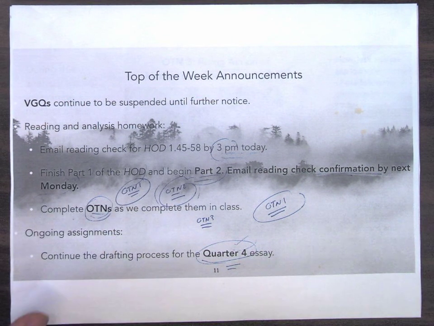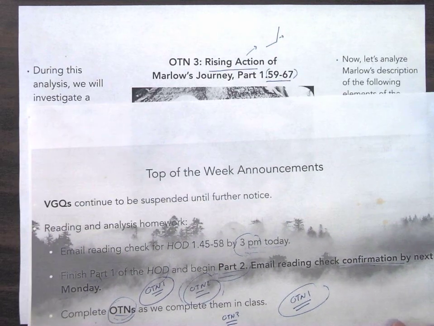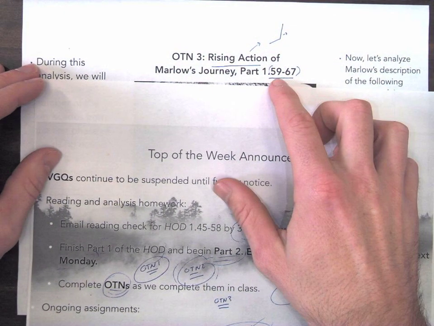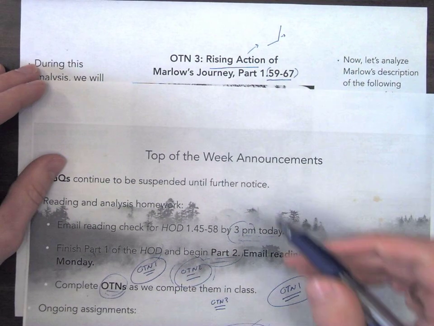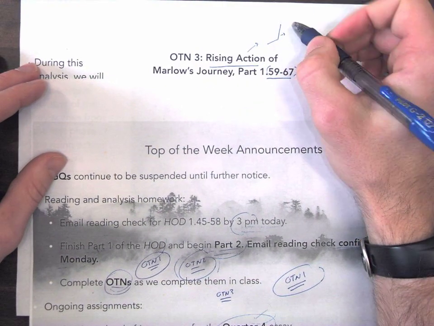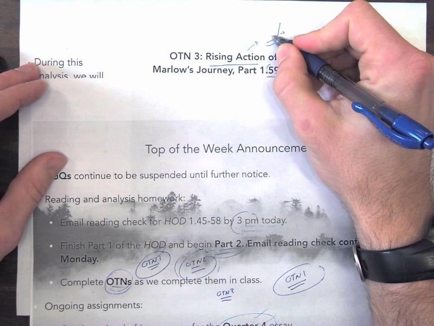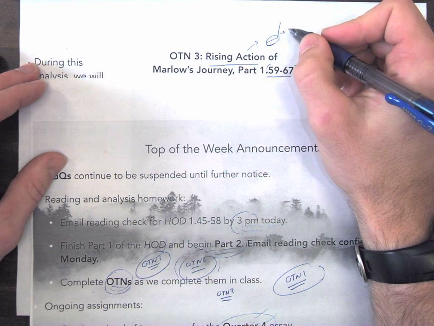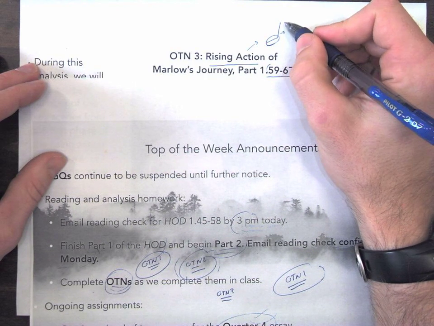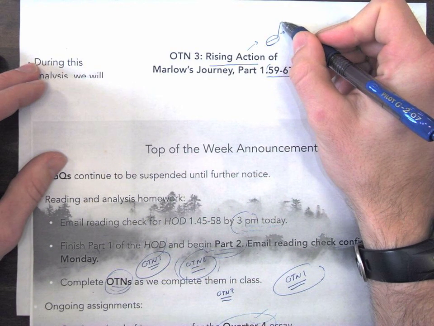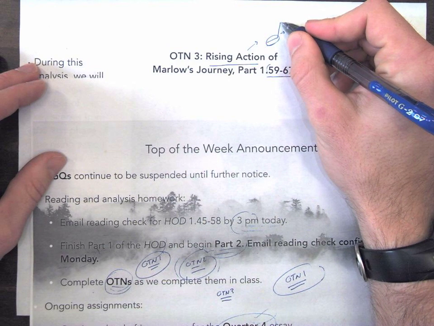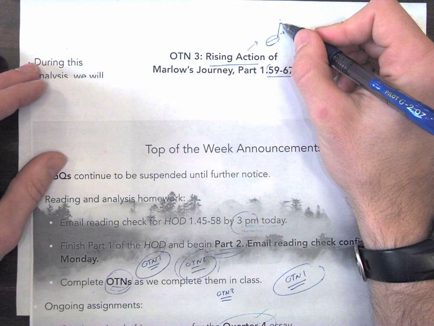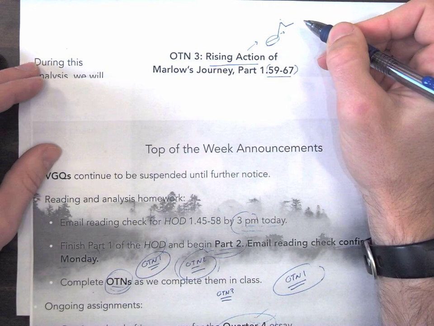Today we're going to be working on OTN 3, which analyzes the rising action of Marlowe's journey from pages 59 to 67. The rising action refers to what comes after the exposition of his journey narrative, which describes the process of him leaving Europe and heading towards equatorial Africa. This is going to rise to a climax where he finishes his journey in the inner station, and then begins the process of heading back home in the following action and resolution.